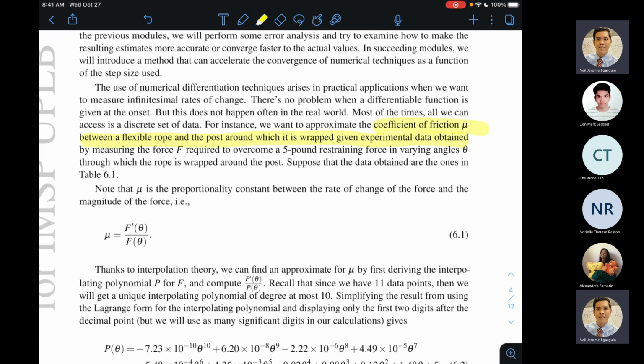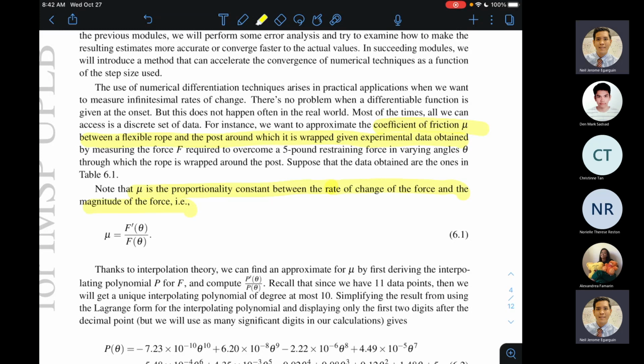If you know it, or just as additional info, the coefficient of friction mu is the proportionality constant between the rate of change of the force and the magnitude of the force. So basically, mu is the ratio between F prime and F, where F of theta is the function of the force with respect to theta. That is the force needed to overcome a restraining force, given an angle theta.